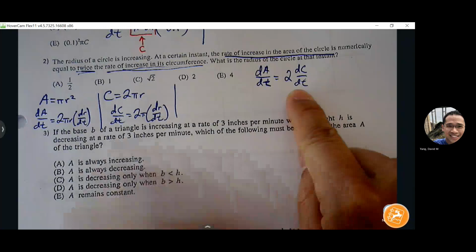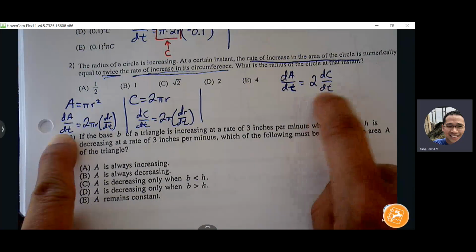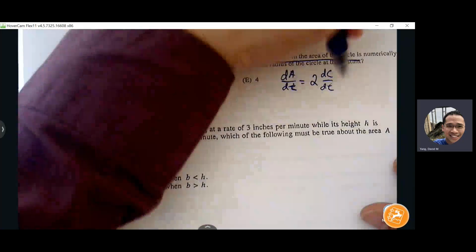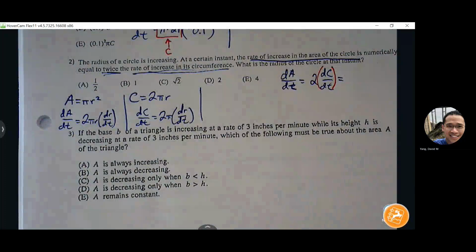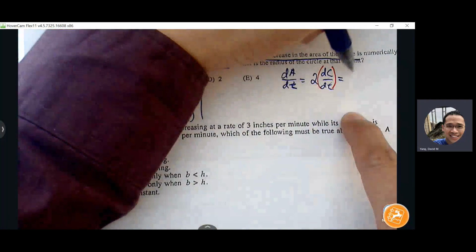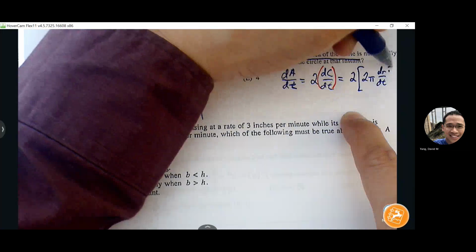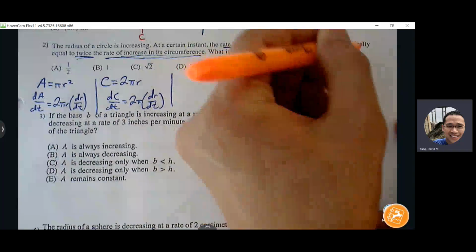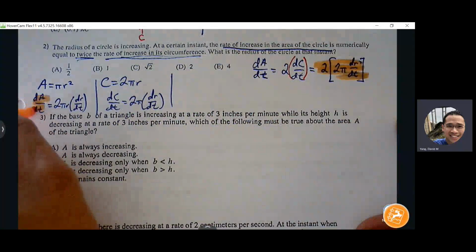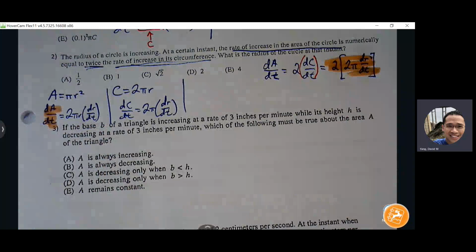Well, I can make some substitutions, right? I know that dA dt is twice dC dt. And then I know that dC dt is also 2 pi dr dt. So I'm just going to continue to make substitutions in a way that will help me cancel out some variables. So I know that dC dt is 2 pi dr dt. So I could basically take this, right? This is going to be a clean substitution for dA dt. And if I can set these two equal to each other, I can cancel out the dr dt and I can solve for r, right?